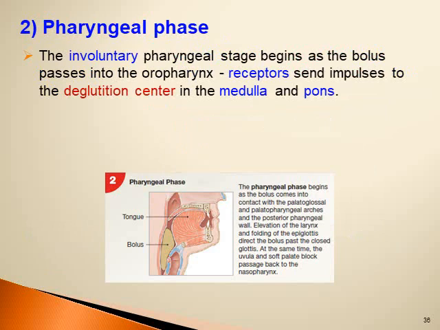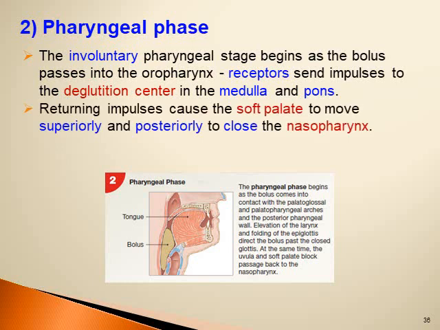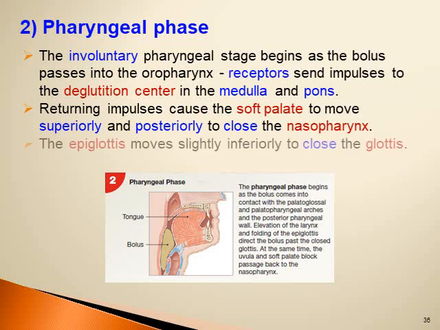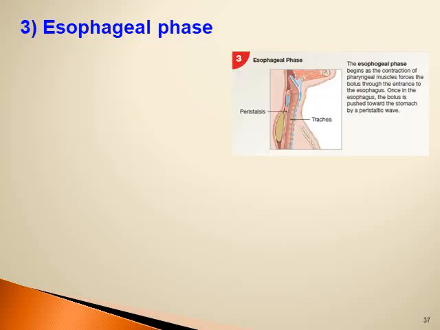The pharyngeal phase, the involuntary pharyngeal stage, begins as the bolus passes through the oropharynx. Receptors there in the mucosa will send impulses to the deglutition center in the medulla and pons. Returning motor impulses cause the soft palate to move superiorly and posteriorly to close the nasopharynx. The epiglottis moves slightly inferiorly to close the glottis. So the airways are securely closed.